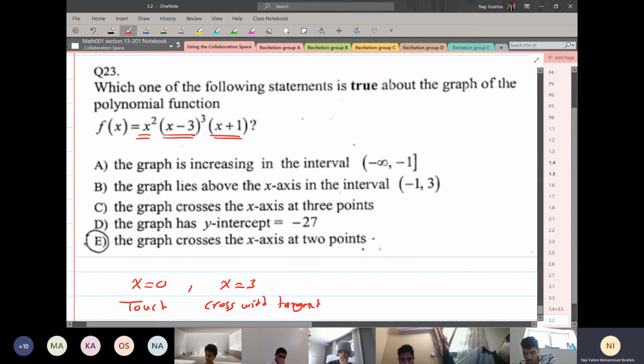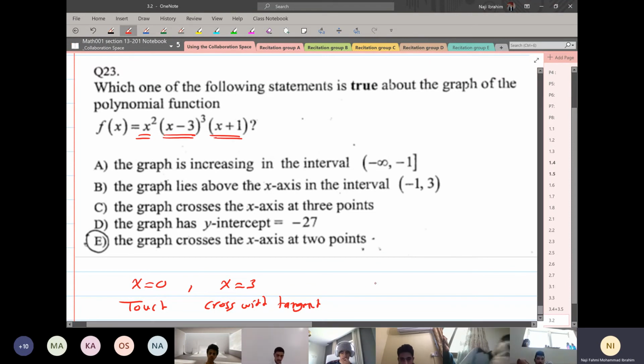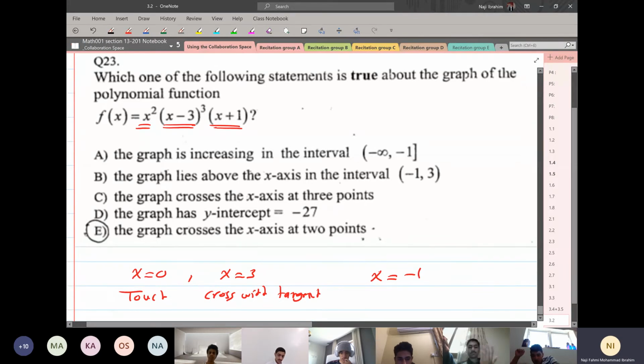Let's go now to Yasser. What's our next zero, Yasser? -1. What's the behavior of the curve around that zero? Cross. Why? Because power 1. Thank you very much.